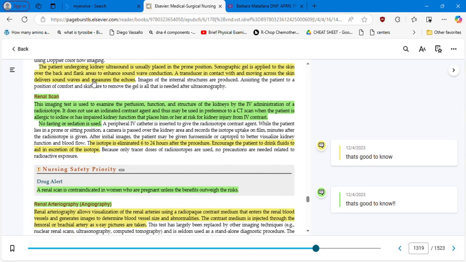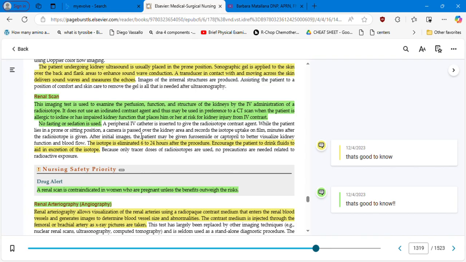The patient undergoing this test is usually placed in a prone position. Sonographic gel is applied to the skin over the back and flank areas to enhance sound wave conduction. A transducer in contact with and moving across the skin delivers sound wave and measures the echoes. So now we have the renal scan.